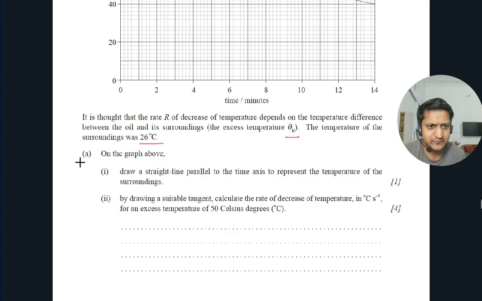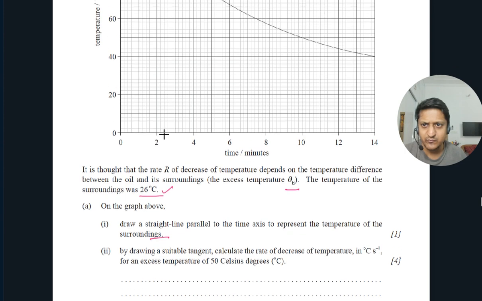So the question first, that is A: on the graph, draw a straight line parallel to the time axis to represent the temperature of the surroundings. So we have to draw a line which will be telling the temperature of the surroundings, and the temperature of the surrounding is 26. So we will be drawing a line that would be at 26.